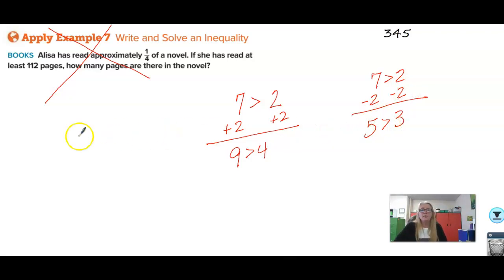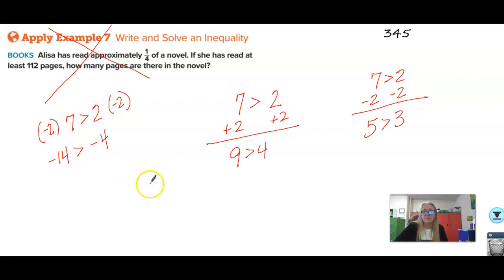Still true. But what happens if I have 7 is greater than 2, and I multiply both sides by negative 2? With equations, that's perfectly legit. But with inequalities, watch what happens. Negative 2 times 7 is negative 14, and negative 2 times 2 is negative 4. But negative 14 is not greater than negative 4. So they have a rule that says if you multiply or divide both sides by a negative number, you have to flip the sign.